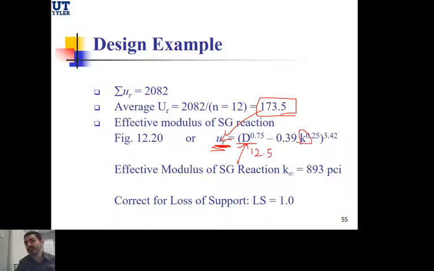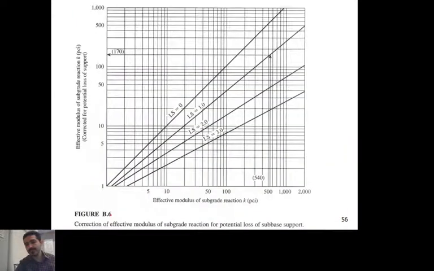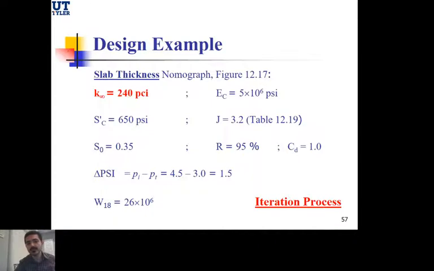And then the corresponding K is now 893. See? So it's changing. So with 893, I need to go to the next step to correct that number based on the loss of support equal to 1. So I'm going to go all the way up to get the final K, which is now 240. If you recall, in the first iteration it was 250, so we're getting closer to the real number. So now it's 240. Once we have the K value equal to 240, I'm putting everything back together again.